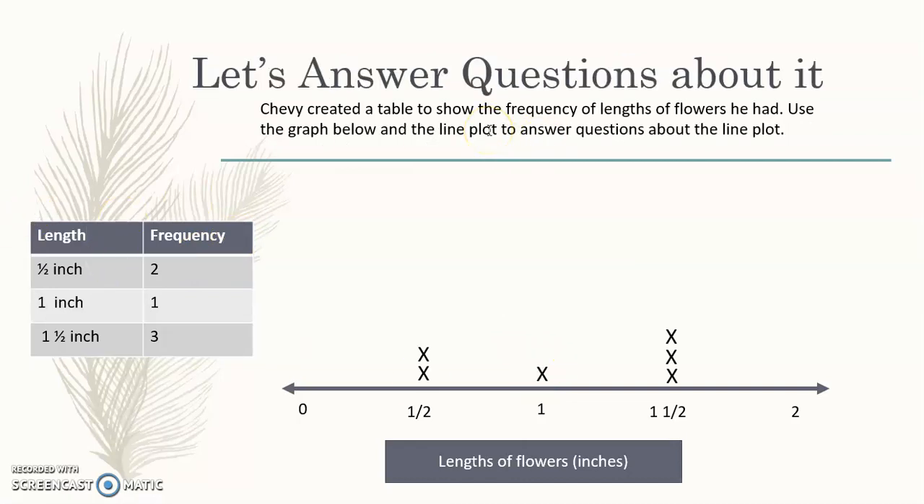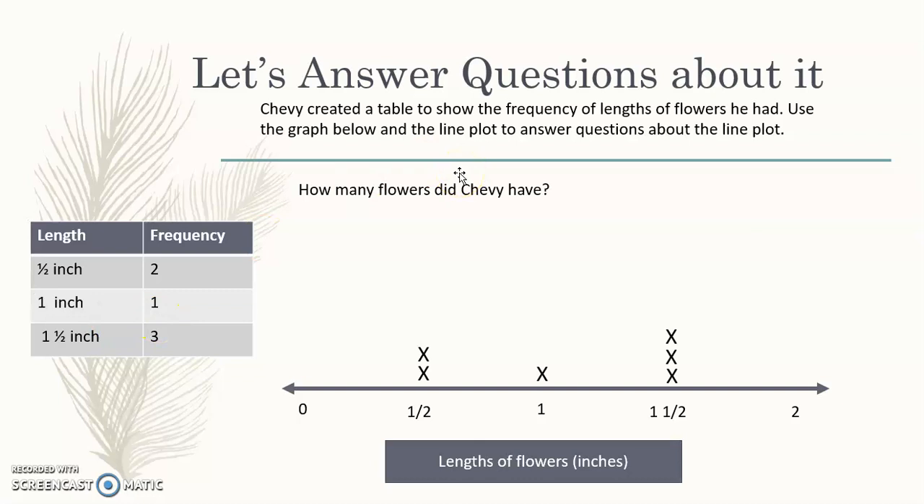Chevy created a table to show the frequency length of flowers that he had. Use the table below and the line plot to answer the questions about the line plot. Alright, so here's what we have. It looks like we have 2 in the 1/2 inch category, 1 in the 1 inch category, and 3 in the 1.5 inch category. So let's answer our first question.